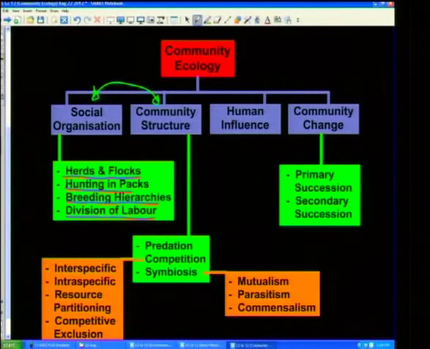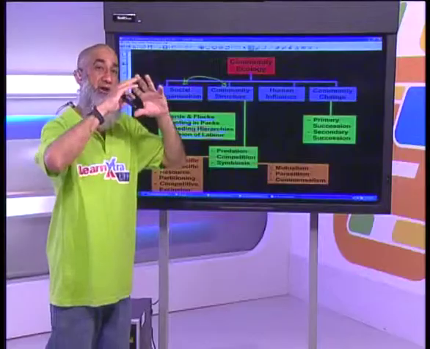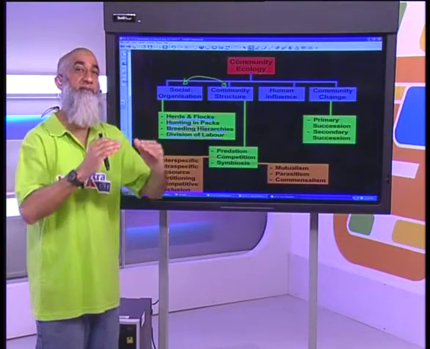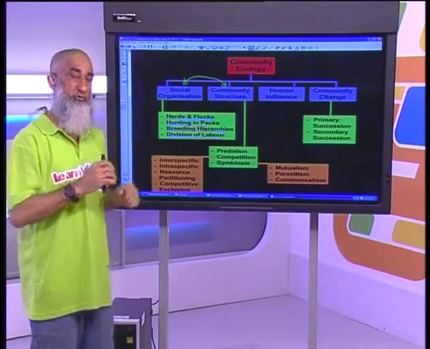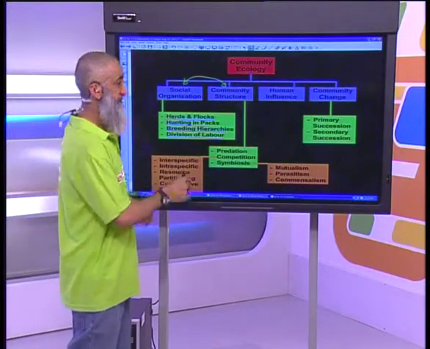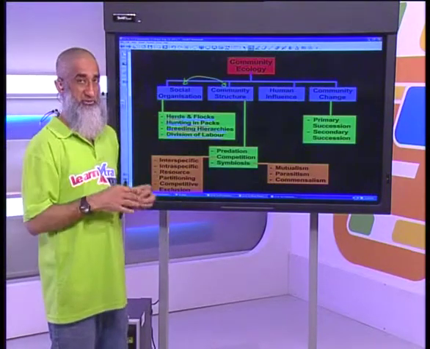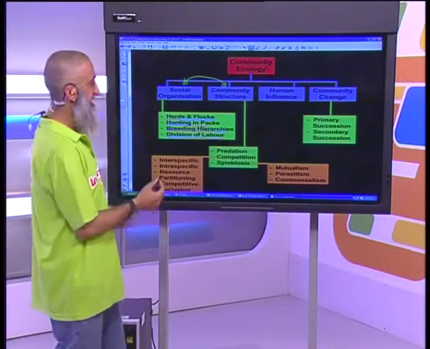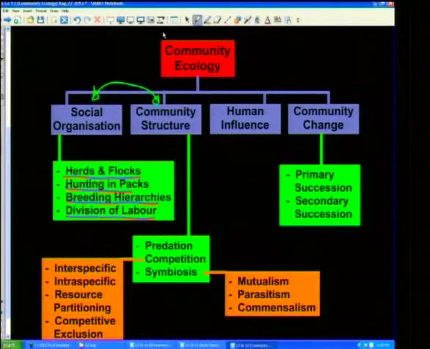Okay? Next one is community structure. Now look how this one differs from social organization. Here we are talking about how the population is organized to make them survive or to make them proceed without harm. Community structure is what is happening within that community. And under that, we have three main headings, and they are predation or predator-prey relationship, competition, and symbiosis.